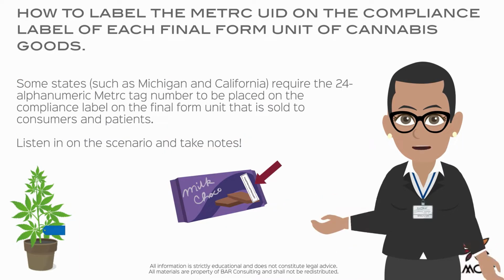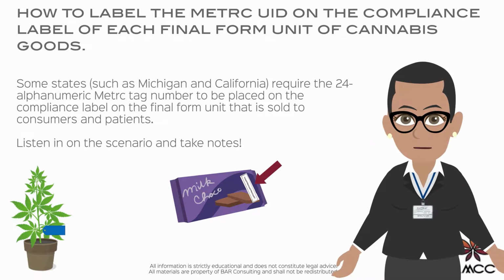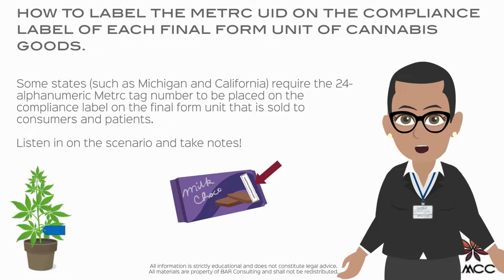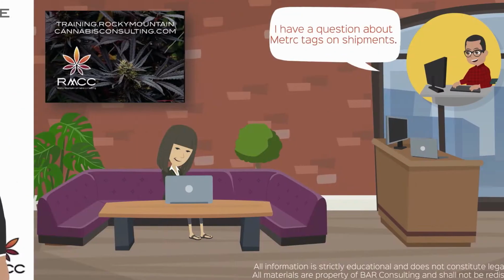Some states, such as Michigan and California, require the 24 alphanumeric Metrc tag number to be placed on the compliance label on the final form unit that is sold to consumers and patients. Listen in on the scenario and take notes.